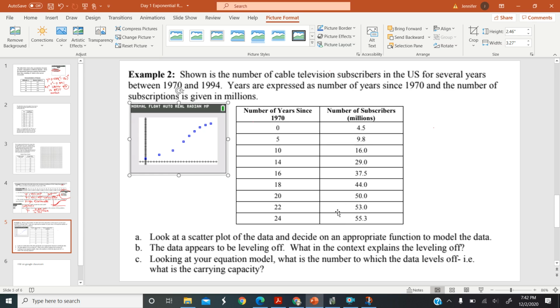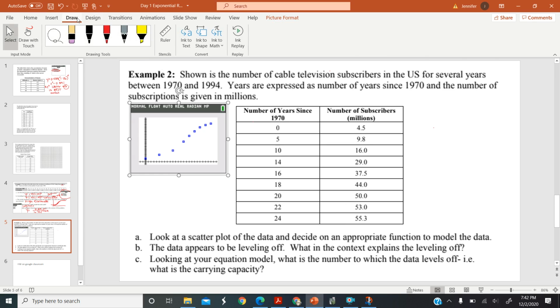Okay, so as you may have suspected, this gives us that same starting strong and then leveling off look, and it's kind of like an S-curve. So an appropriate function to model the data would be logistic. And so that answers question A.